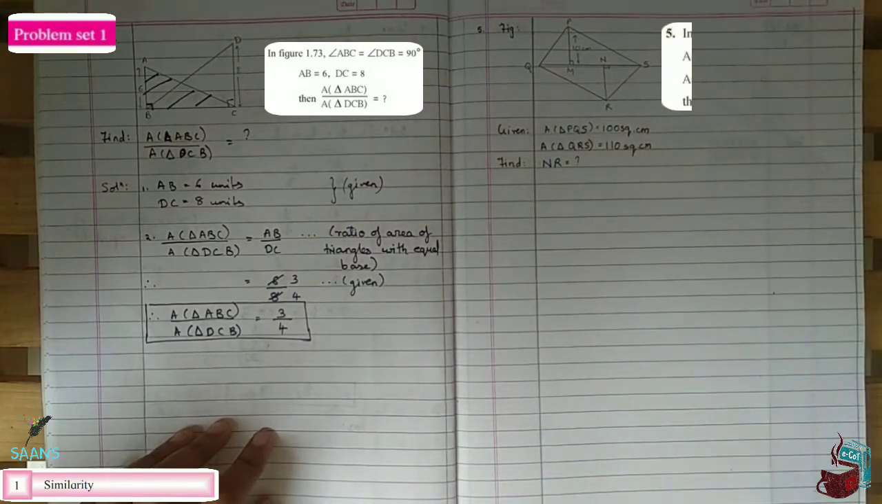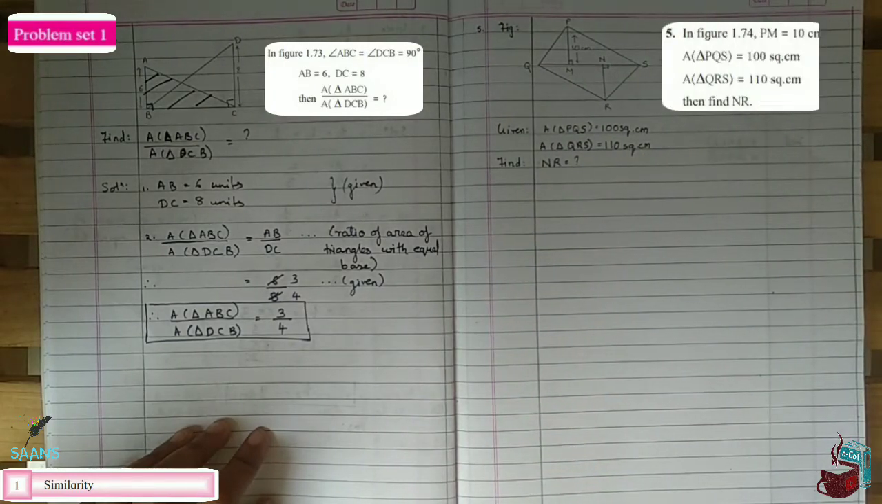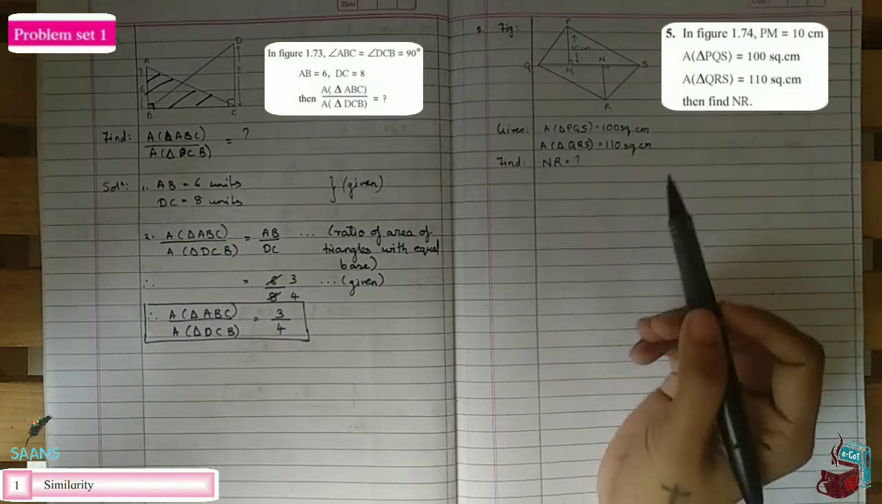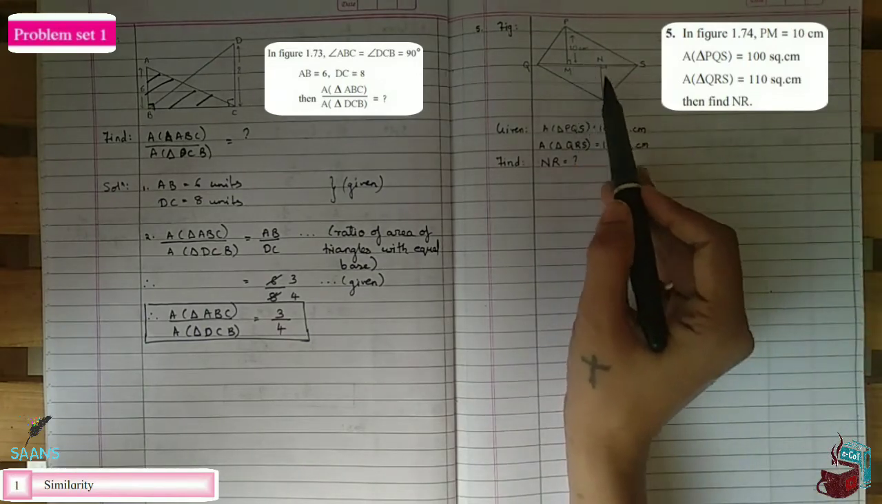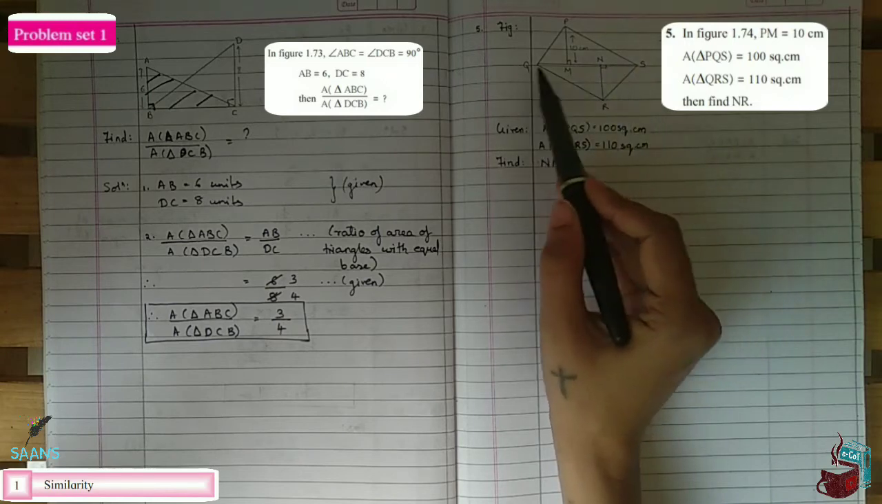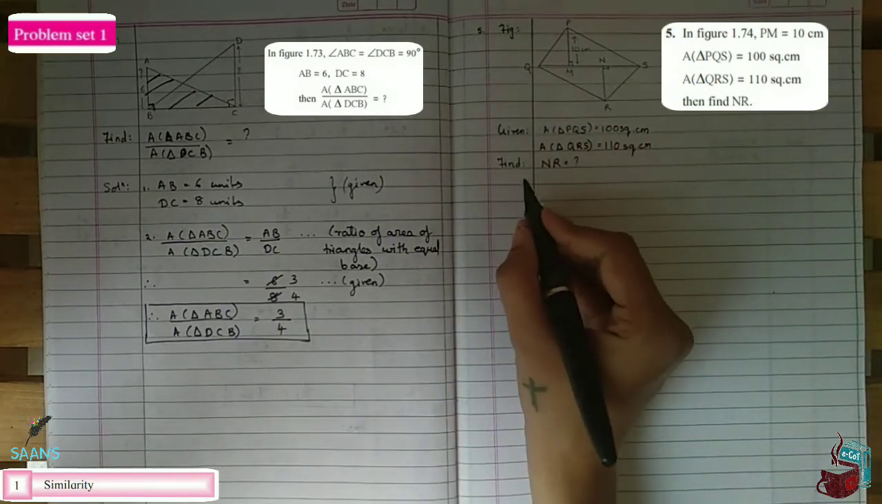It's given in the figure 1.74, PM is equal to 10 centimeter. Area of triangle PQS is 100 square centimeter. Area of triangle QRS is equal to 110 square centimeter. Then find NR. We have to find NR. Again, see, these are two separate triangles, but the base is equal, QS. Very clearly.